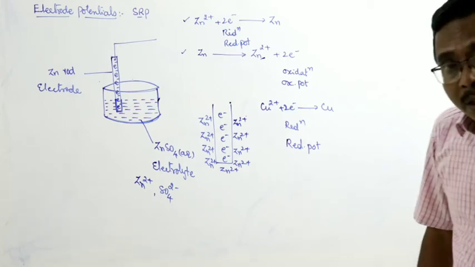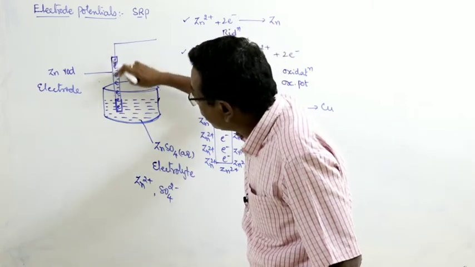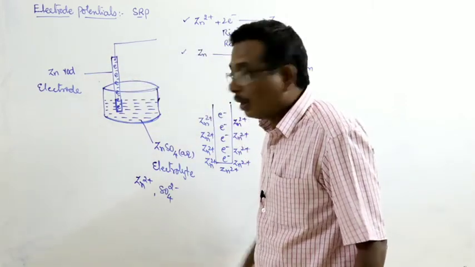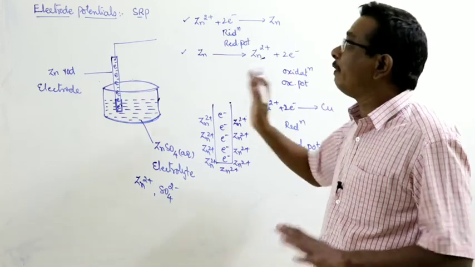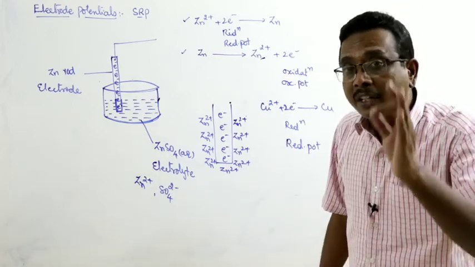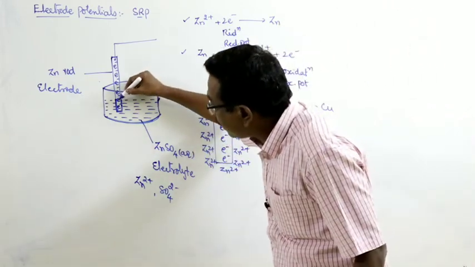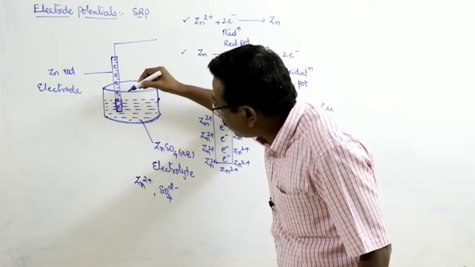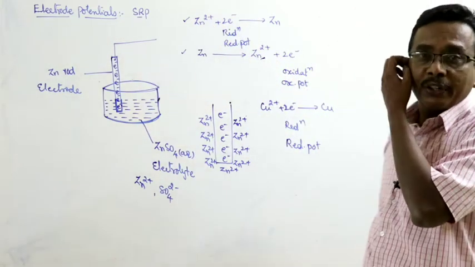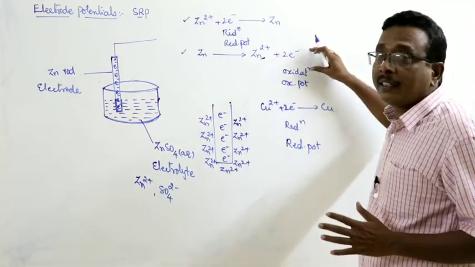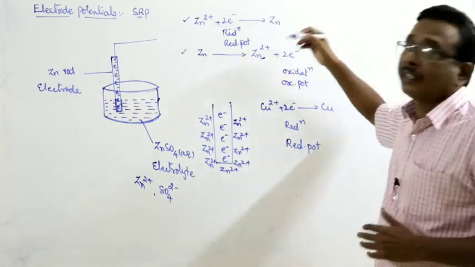The potential developed between the surface of the metal electrode, not along with the total electrode, only the surface which is getting contact with the electrolyte, that is only involved in the production of electrode potential. The potential difference between the surface of the metal electrode and its own ions in the electrolyte is said to be electrode potential. Here, if the reaction is oxidation, then that is said to be oxidative potential. If the reaction is reduction, then that is said to be reduction potential.